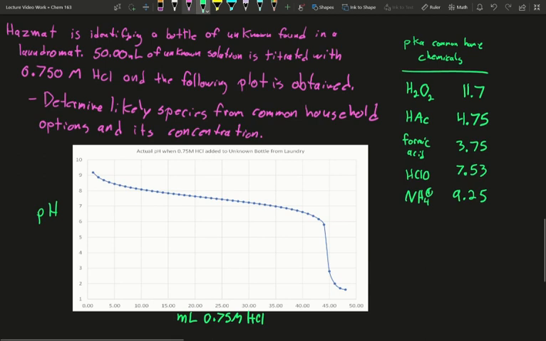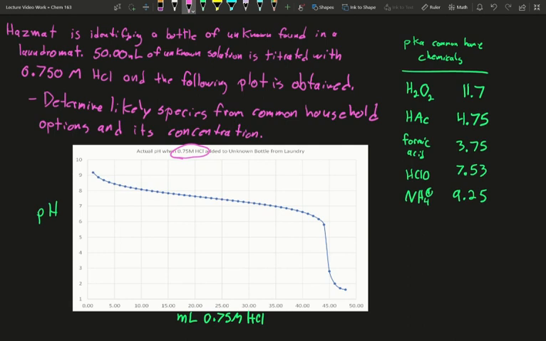The solution was tested early on, and it was found that it was fairly basic, so we're going to add 0.75 molar hydrochloric acid. And indeed, that was done. Solutions were added, pH was monitored as it reacted, and this curve was observed. Using this info and some likely common household chemicals, we're going to determine what we think the solution was and what its concentration was.